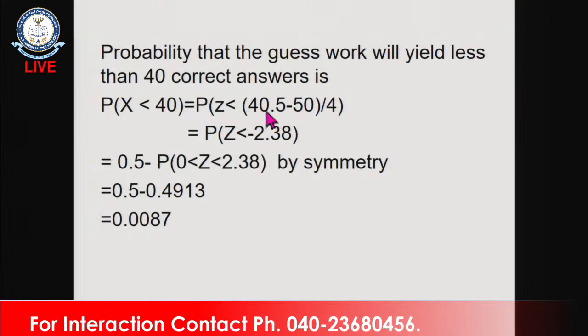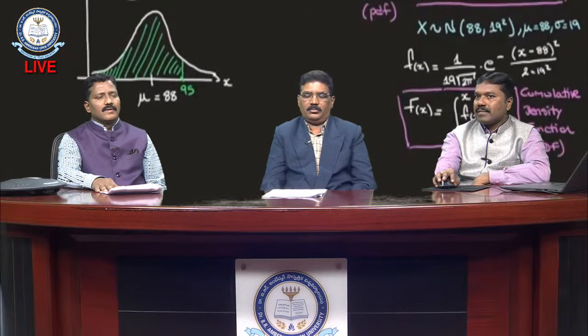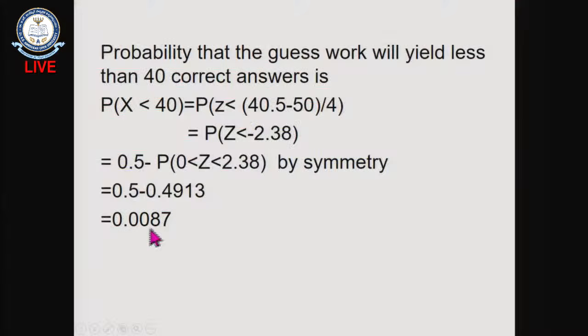Then it becomes 40 minus 45, then minus this one, equal to Z less than minus 2.38. Again, converting with the symmetric property, we can use the symmetric property and I will get this value, that is 0.0087. Very small value.